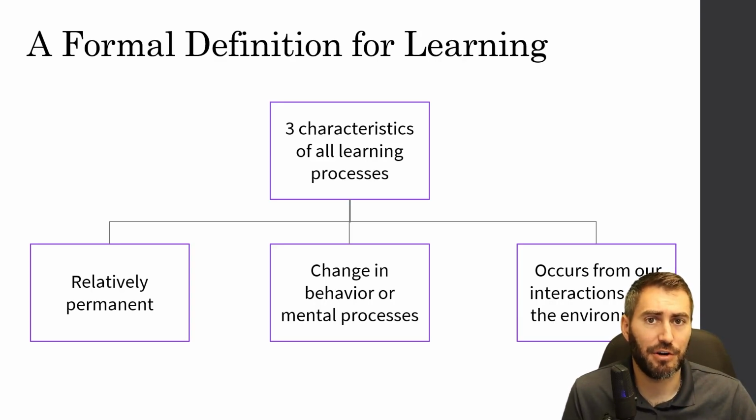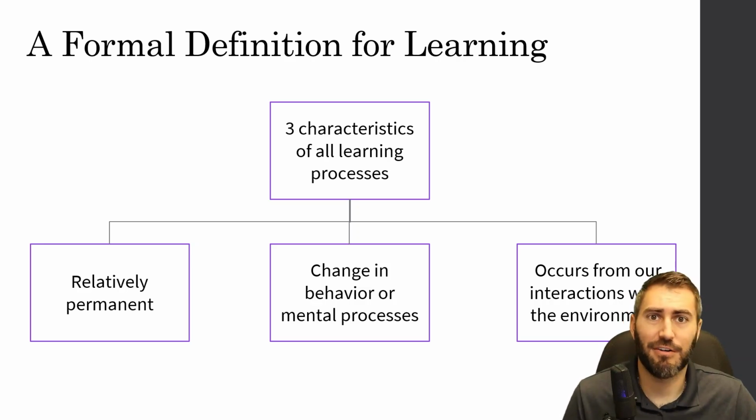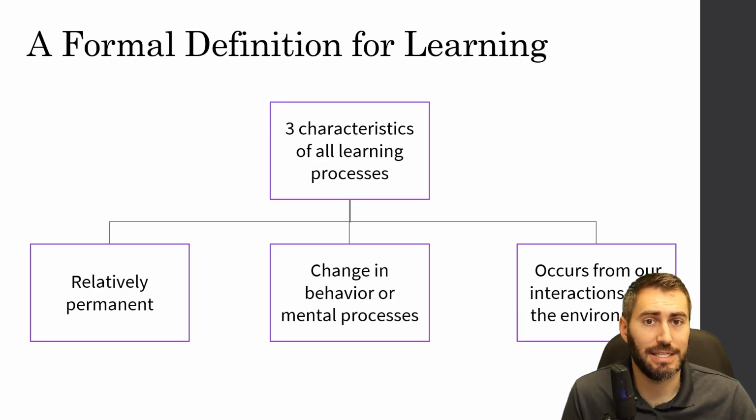And lastly, the third piece is that learning comes from us interacting with the environment. When we look at this interaction, we look at how learning takes place. It takes place from us taking in information from the outside world, from our environment, and having some piece of that change our behavior and our way of thinking. And we learn that information. Again, this lasts in some permanent fashion. So this is how we define learning and how we're going to conceptualize it as we go through this chapter.